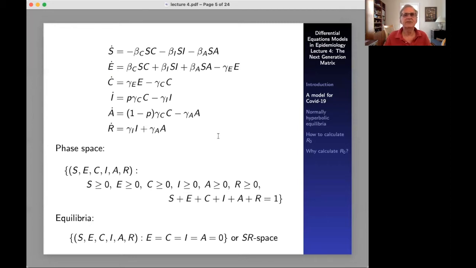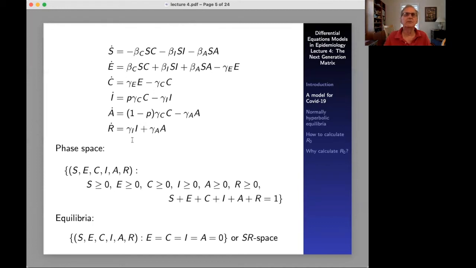What is the phase space that we'll use for this differential equation? This time, we are not going to take advantage of the fact that the right-hand sides add up to 0 to remove one of the equations. We're just not going to bother. There's not that much advantage to reducing from 6 equations to 5 equations, and it will just turn out to be simpler to understand what's going on to leave all the compartments there. So the phase space is the set of points in this 6-dimensional space, so that each coordinate is at least 0 and the sum of the coordinates is 1.